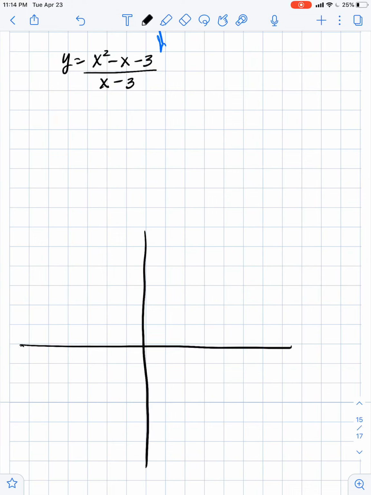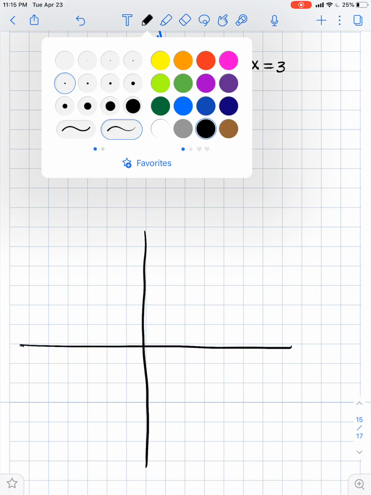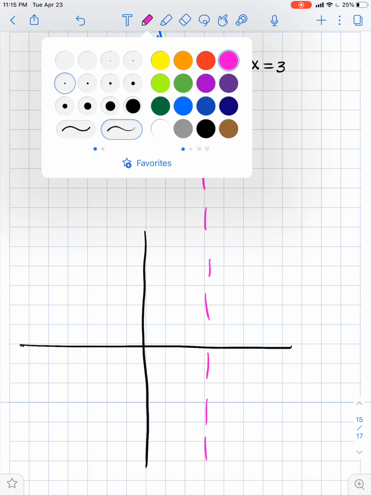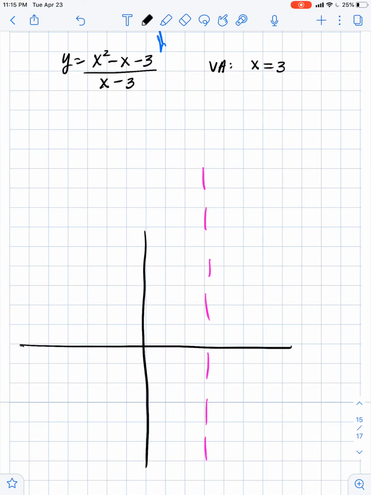Okay. So the first thing I'm going to ask you is my vertical asymptote. What is my vertical asymptote? Okay, again, remember it is your excluded values. So in this case, it's x equals 3. So if I want to, I can go ahead and get my asymptote line in.